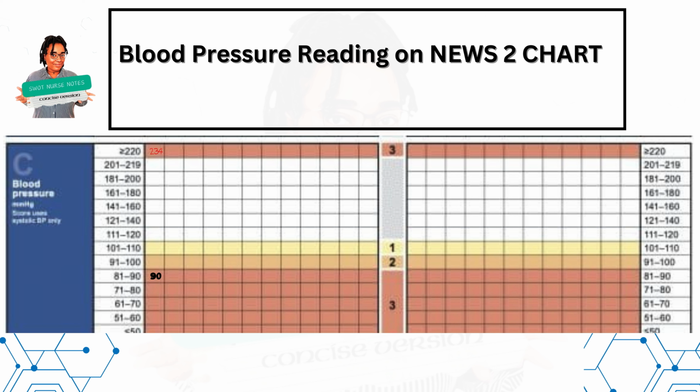You can either write on the chart using numbers, or you can place a dot in the required section to signify where the reading would fall.